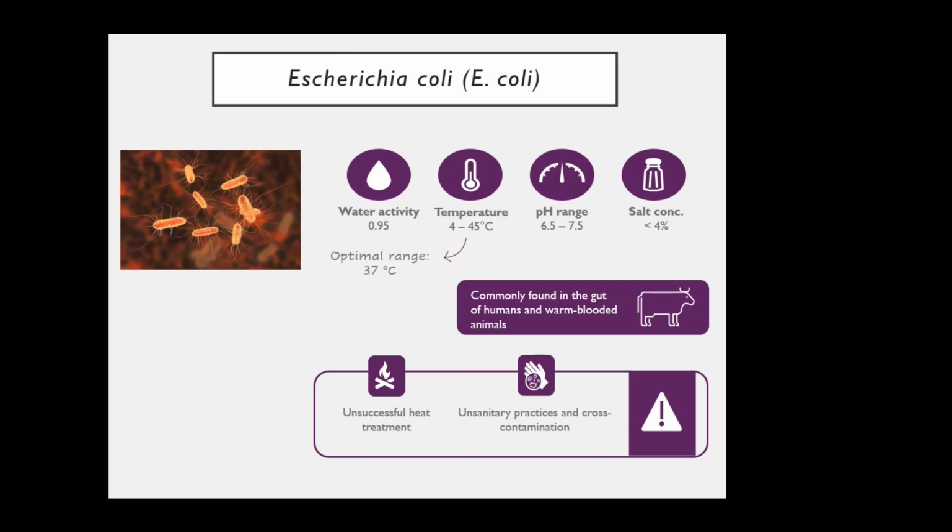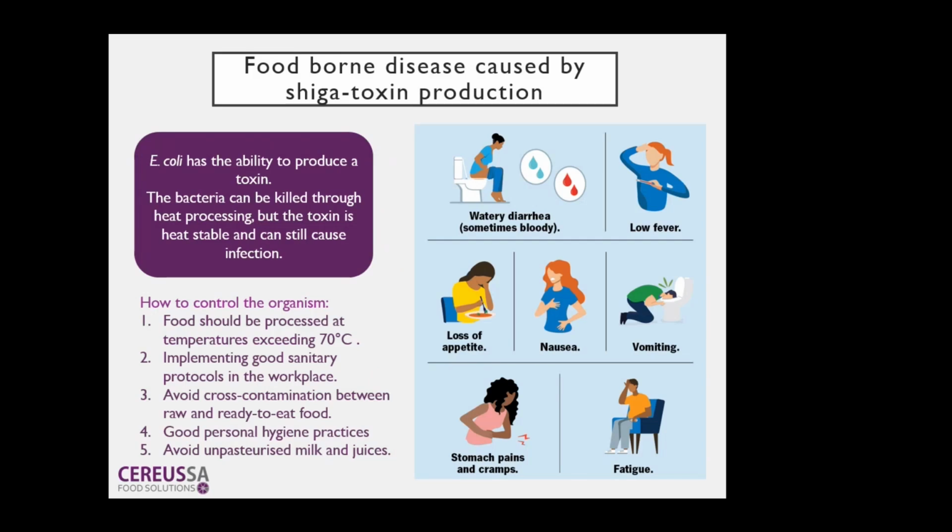E. coli is luckily destroyed through heat treatment, but if heat treatment was not successful, you will still have E. coli present in that product. Unsanitary practices on farm level or in processing facilities can cause E. coli to grow and multiply. The problem with E. coli is that it produces a toxin called Shiga toxin. Now, the bacteria can be killed through heat processing, but if it has produced a toxin, that toxin is heat stable and it can still cause infection even after the bacteria itself has been killed.